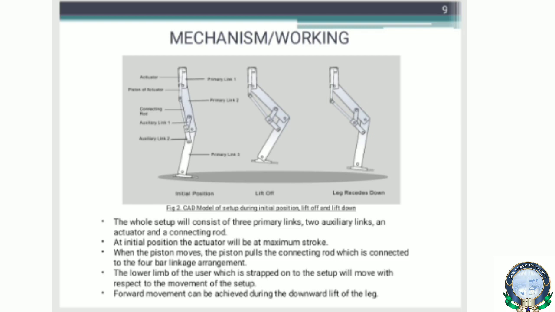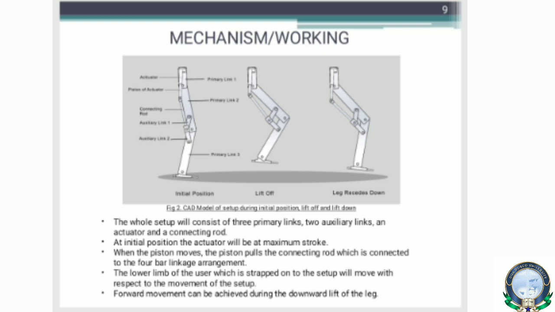As we can see in the figure, the linear actuator is placed on the fixed link facing downward. The piston of the actuator and the joint of the 2 auxiliary links are connected through a connecting rod. So at the initial position, the actuator will be at the maximum stroke, and as the stroke is decreased, the piston will pull the connecting rod upward, lifting links 2 and 3.